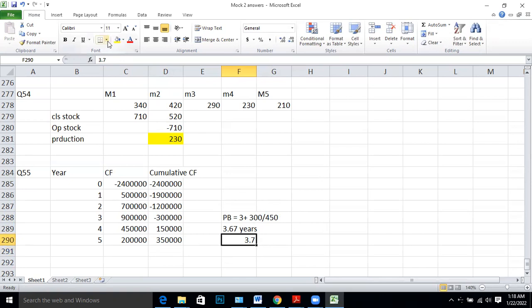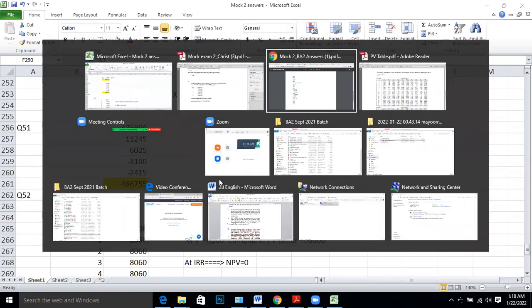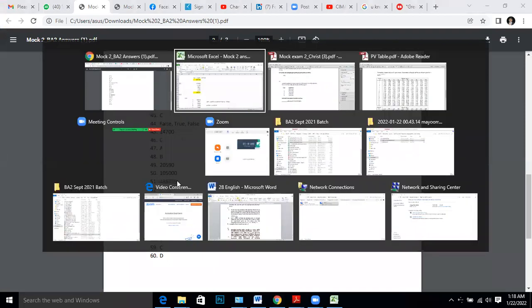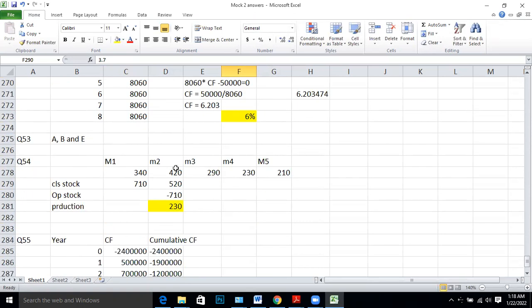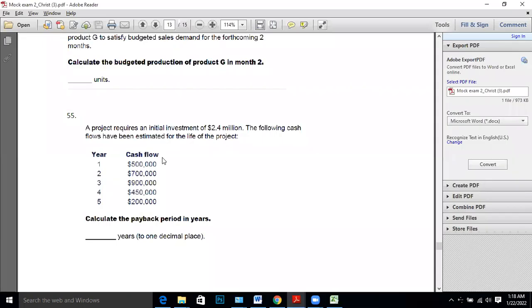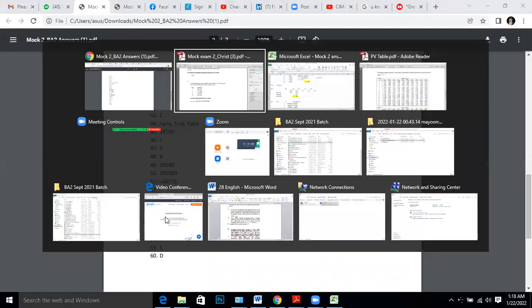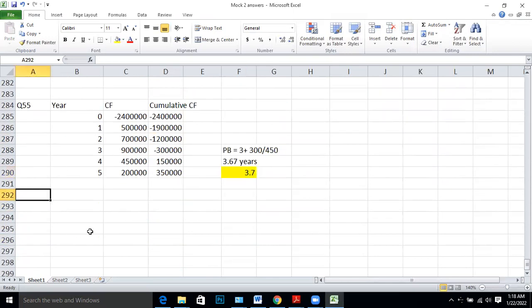3.7. Can we pick the answers for these 5? 51, 486,755. Correct. 52, 6. Correct. 53, A, B, and D. We checked that. 54, 230 is right. 55, 3.7 is right.